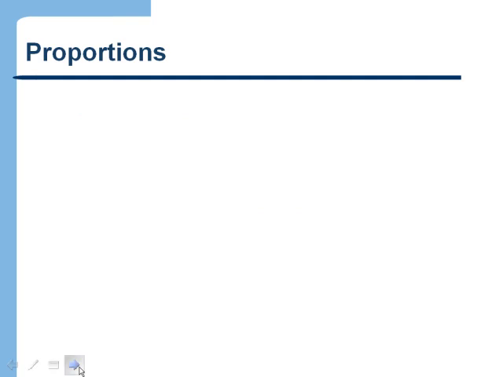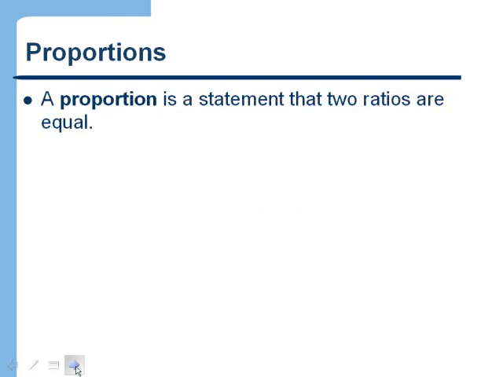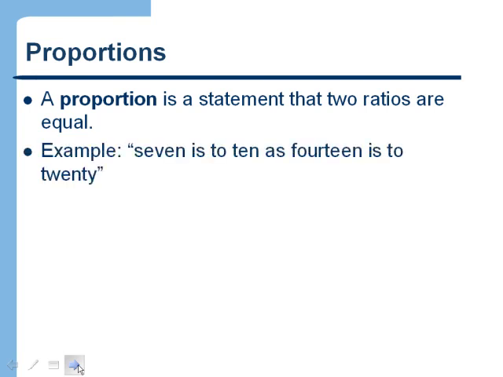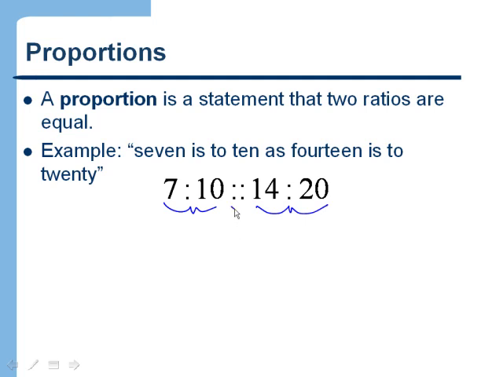A proportion is simply a relationship between two ratios. So specifically, a proportion is a statement that two ratios are equal. Here's an example of that: 7 is to 10 as 14 is to 20. So let's look at the different ways we can write it out. First of all, we can write it using that colon notation. So we have 7 is to 10, there's our first ratio, as 14 is to 20, and there's our second ratio. And you'll notice that we use a double set of colons to represent "as." Okay? And really what that means is equal.